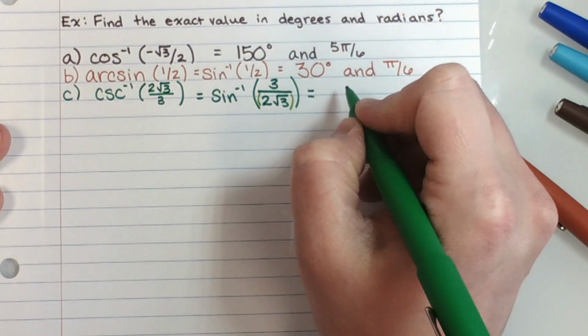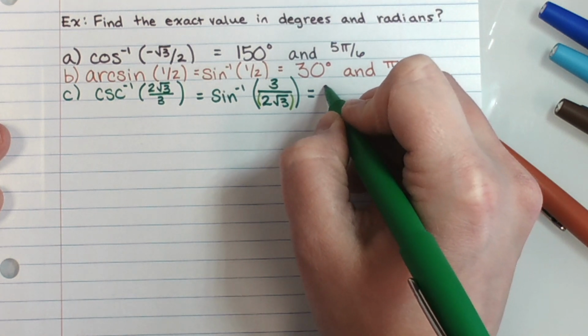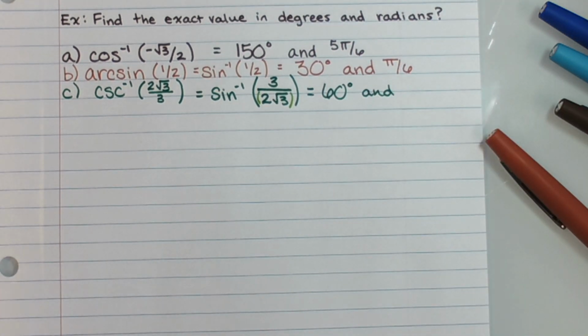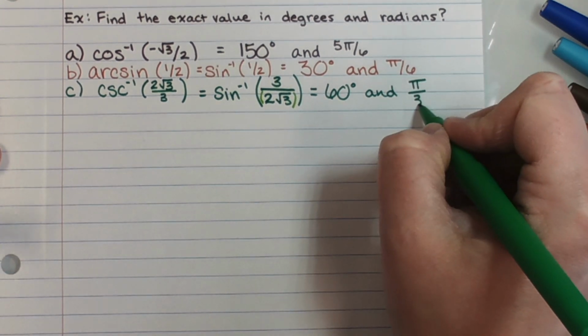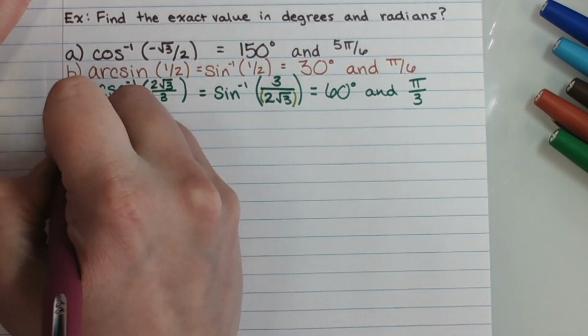Is it the 60 or the error? 60. What's that in radians? Pi over 3. Okay, I've got one more like this, and then I'm going to show you the other instructions you're going to see, because I told you there's going to be 4 different sets of instructions you're going to see.